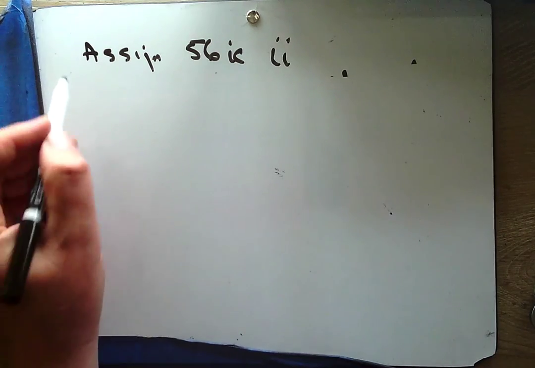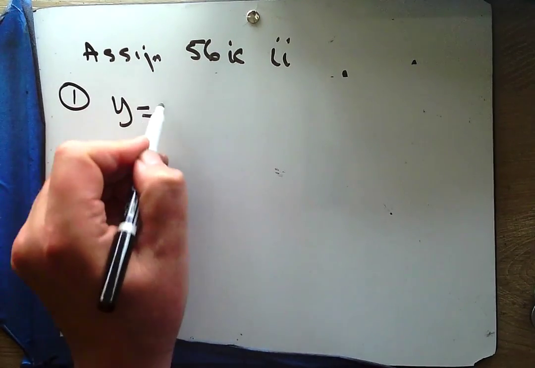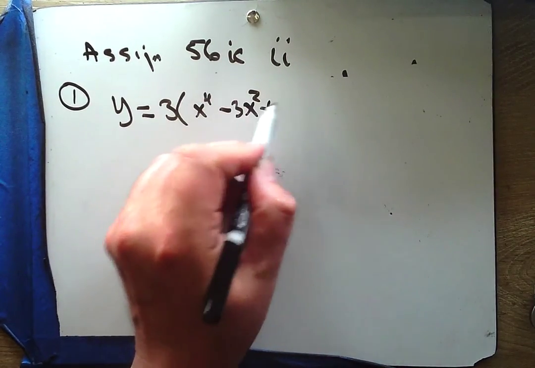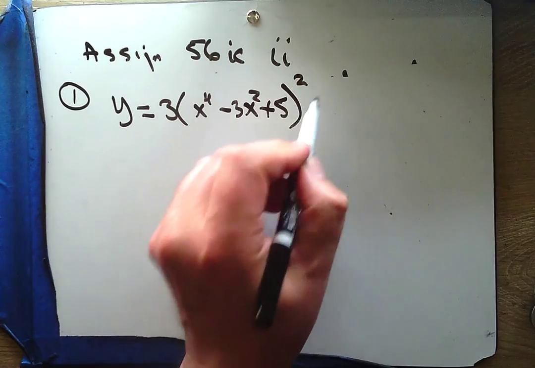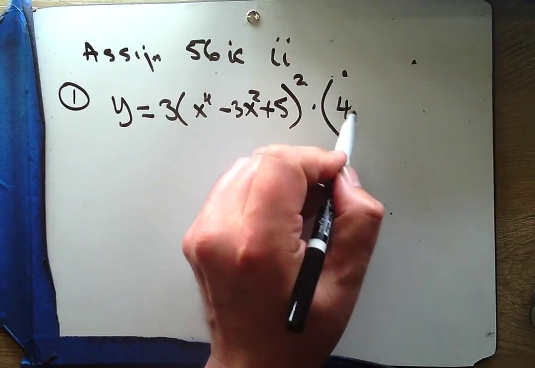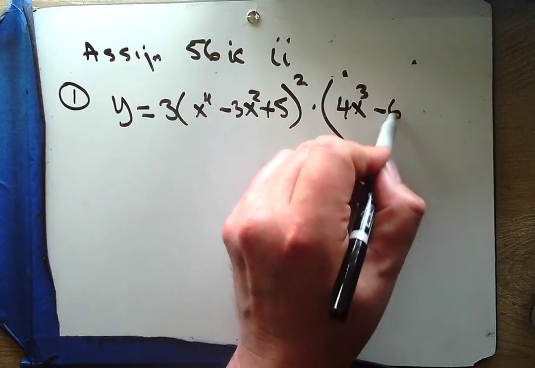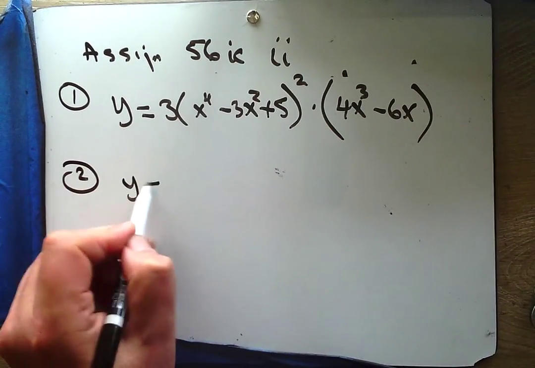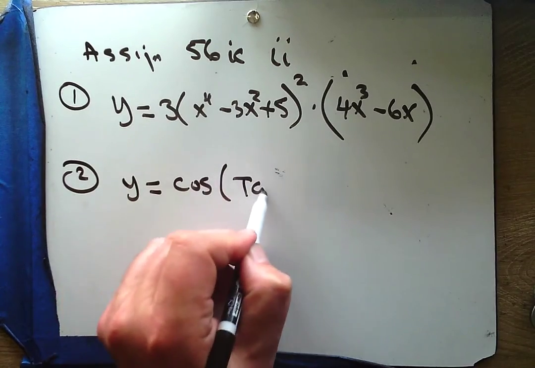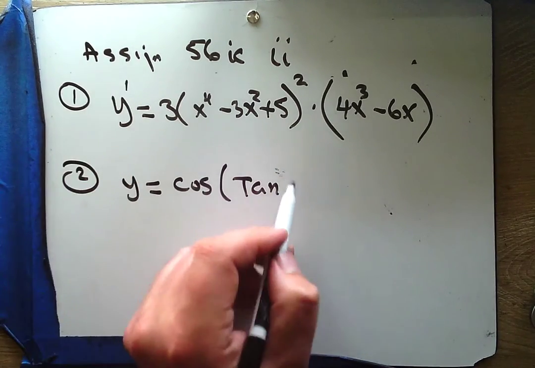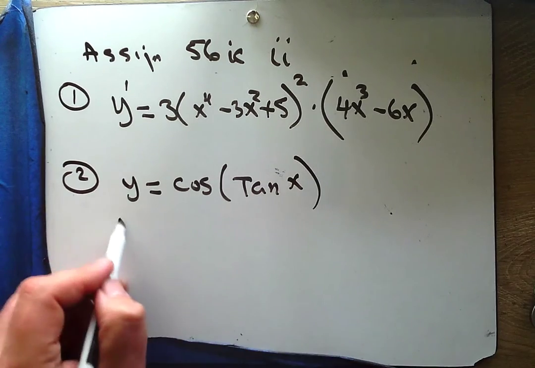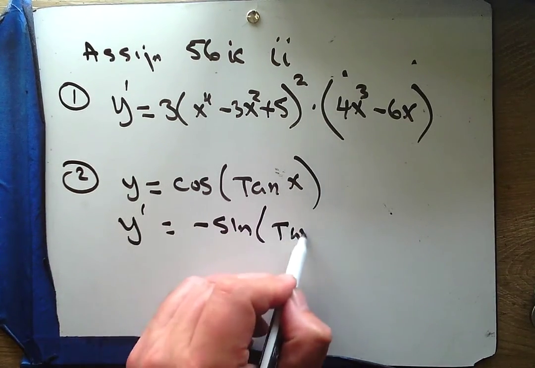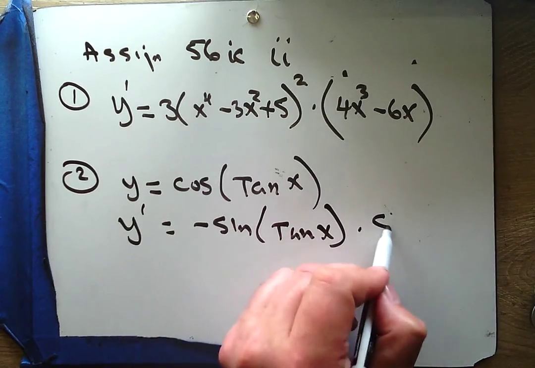Okay. 1. y equals (3x^4 - 3x^2 + 5)^2, so y prime is 2 times the inside, times the derivative of the inside, 4x^3 - 6x. Okay. 2. y equals cosine of tangent x. So y prime, derivative of cosine is negative sine, leave the inside alone, times the derivative of the inside.